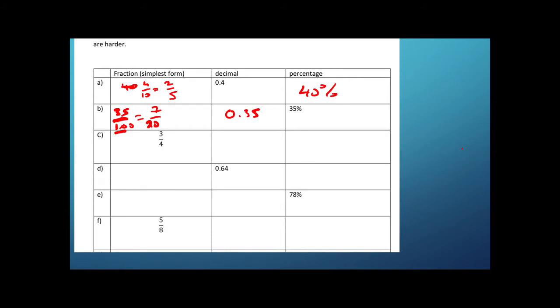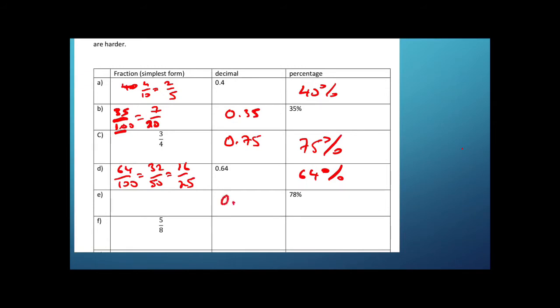3/4, I think we should probably just be happy to remember that one. 3/4 is 0.75, and that is 75%. 0.64, well, that's 64%. It's fairly straightforward to convert. Now 0.64 literally means 64 100ths. Why don't we convert that to 32 50ths, and we can divide by 2 again, which gives 16 out of 25. Of course, we could have divided by 4 from the start.